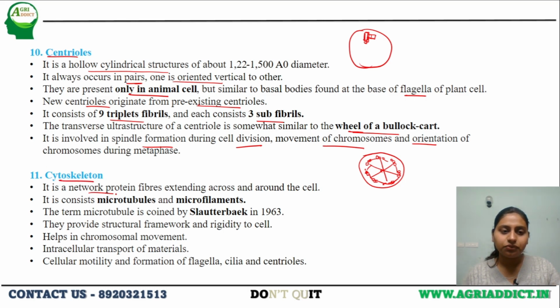Cytoskeleton is the network of protein fibers extending across the cell and around the cell. It consists of 2 types: microtubules and microfilaments. For the first time, the term microtubule was coined by Slautterback in 1963. And the major function of the cytoskeleton is that it provides the structural framework and rigidity to the cell.